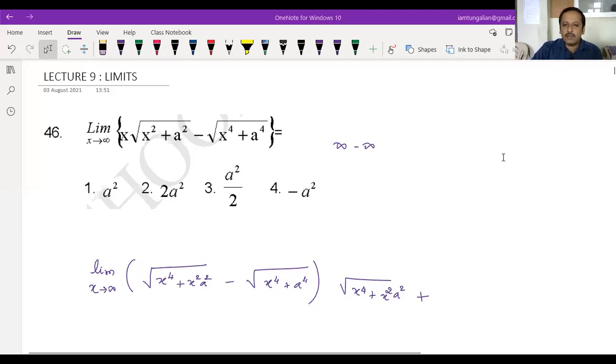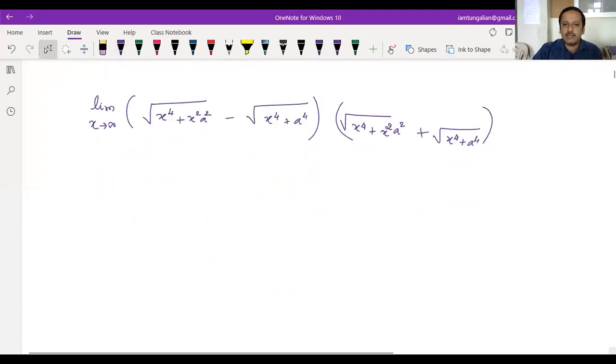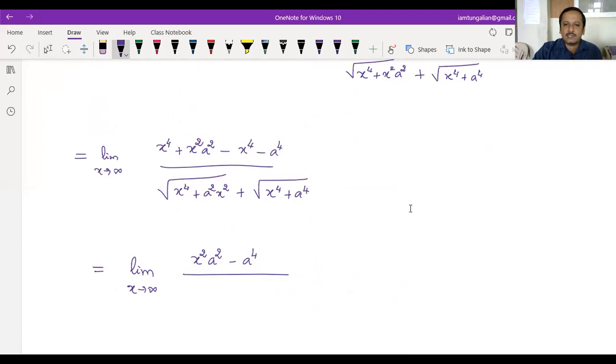Plus root of x power 4 plus a power 4. Okay, so I'm multiplying by this. Therefore, I should divide by the same quantity as well. So the denominator will be root of x power 4 plus x square a square plus root of x power 4 plus a power 4. Okay, so this is equal to limit x tends to infinity.